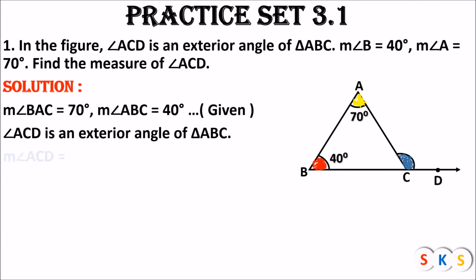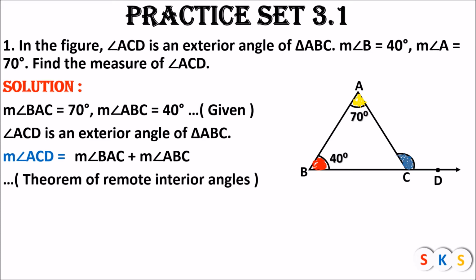Therefore, measure of angle ACD is equal to measure of angle BAC plus measure of angle ABC, according to the remote interior angle theorem. Now measure of angle ACD equals, in place of BAC we write 70 and in place of ABC we write 40. So measure of angle ACD equals 70 plus 40, that is 110 degrees. So the measure of angle ACD is 110 degrees.